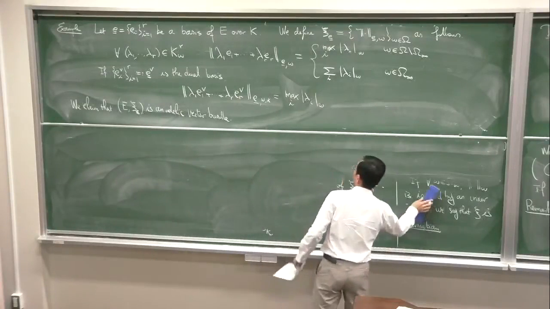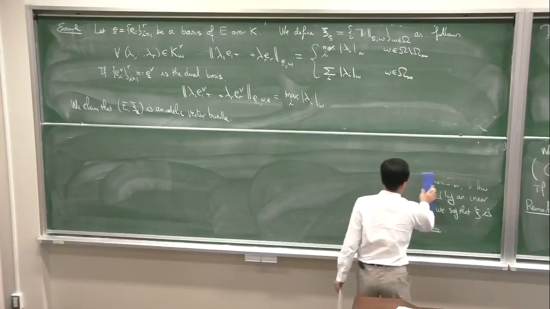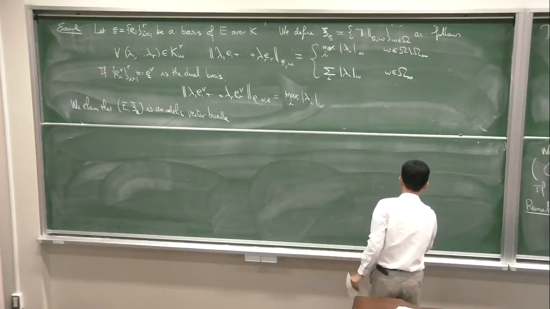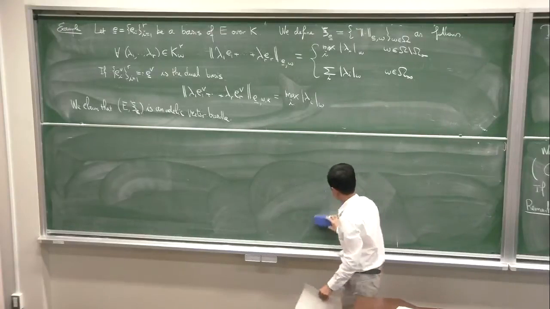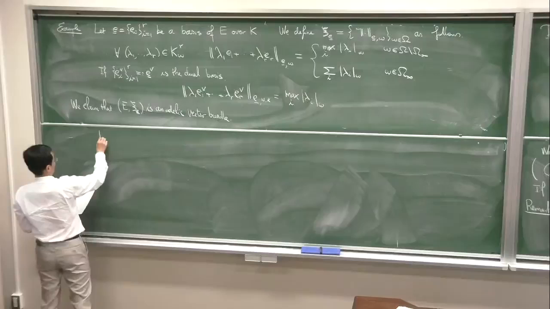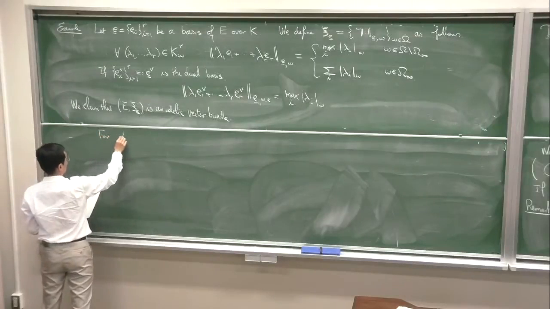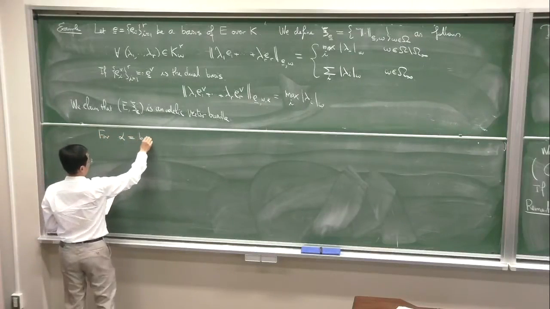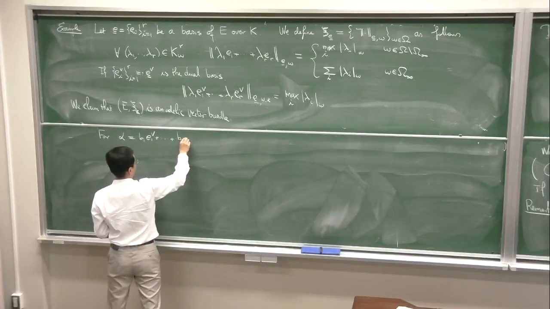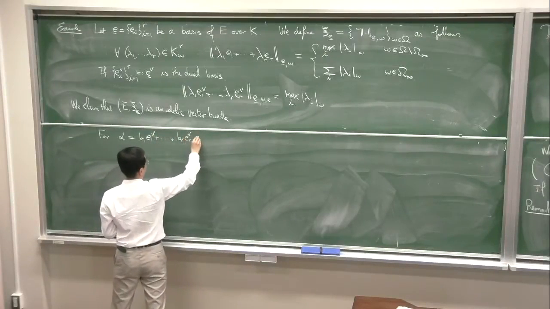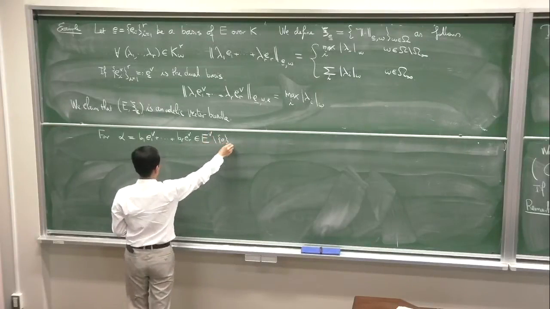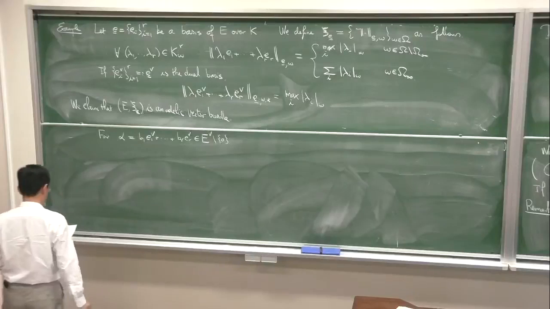I will show only that this dual norm family is measurable and upper dominated. So, for example, if you take alpha, which is b1 e1 dual plus ... plus br er dual, which is a non-zero element of E dual.